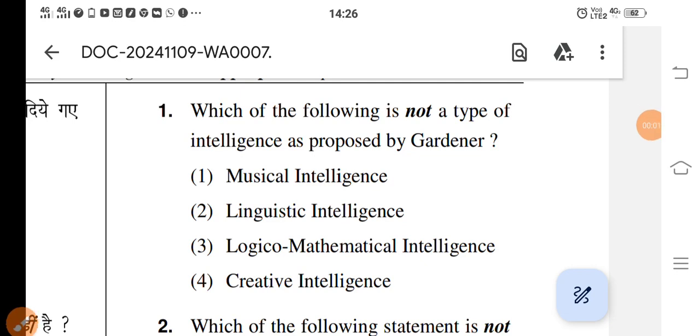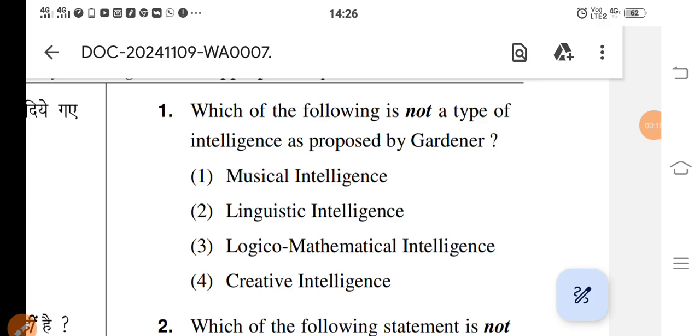Hello, NET examination aspirants. We will see certain questions related to the subject home science, in particular that related to the unit human development. And this class will be bilingual, both English and Tamil.